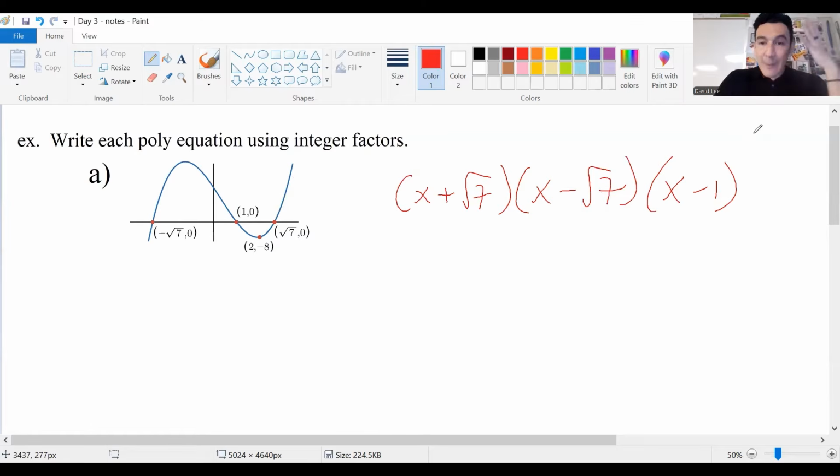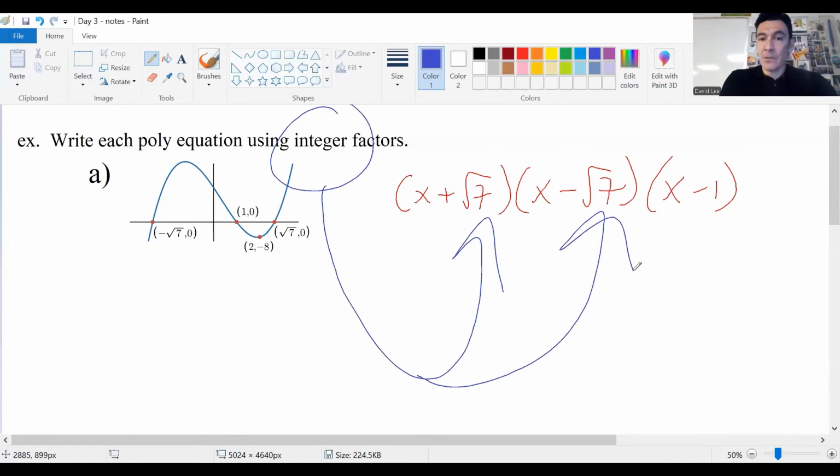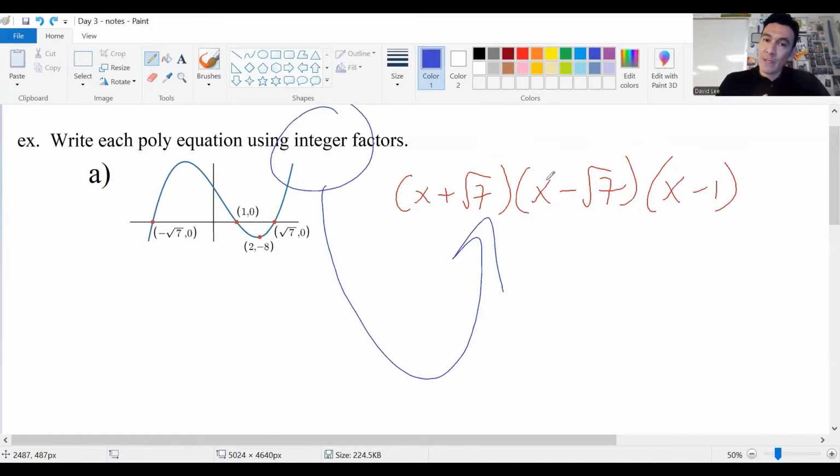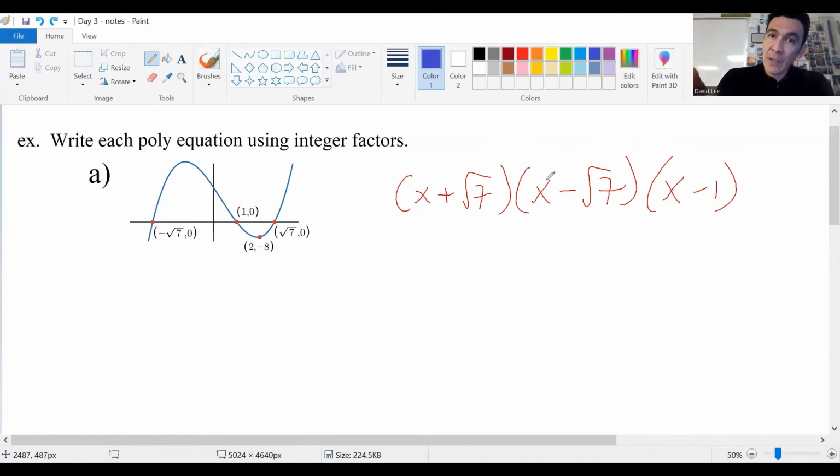Now, you would think that now you have to find a and go y equals, but no, not yet. Not yet. And I'll tell you why. Because we don't have integers here or here. You see those square root 7s? They're not integers. So first you have to make them integers. So here's what you do. In order to make them integers, you have to multiply them against each other.